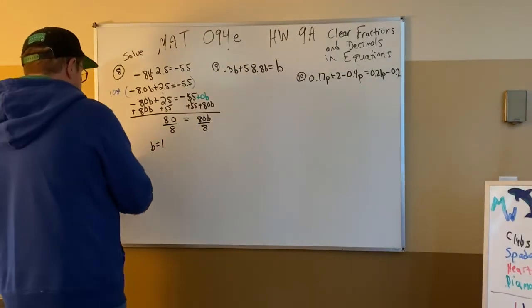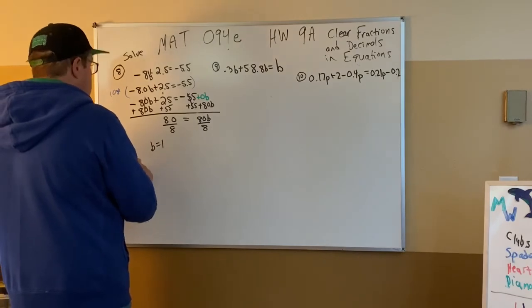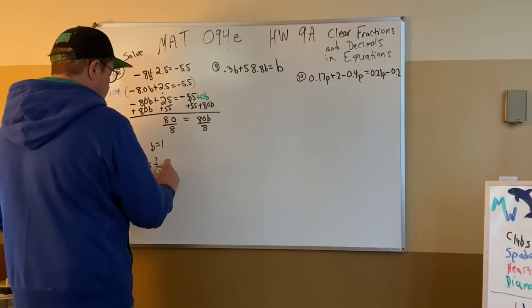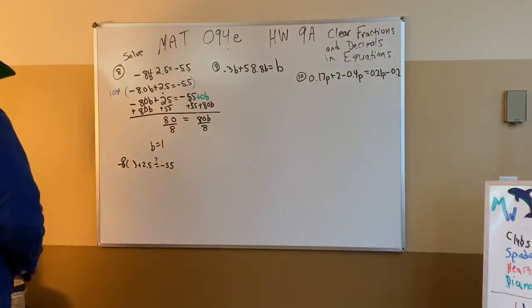If I put in negative 8 times my number, plus 2.5, that's supposed to equal negative 5.5. My number goes in as 1.